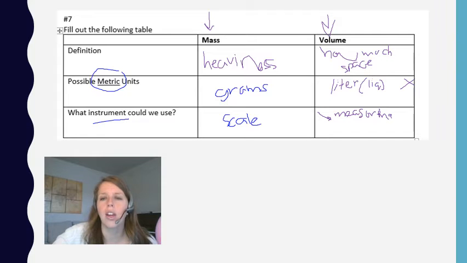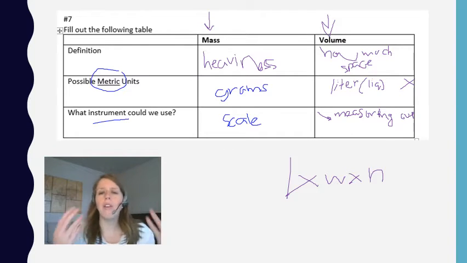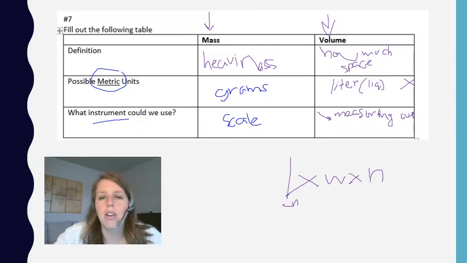M-E-A-S-U-R-E-I-N-G, measuring cup. But we could also use a meter stick, because there's a formula to calculate volume. It's length times width times height, right? So if I find length times width times height in centimeters, I'm doing a centimeter times a centimeter times a centimeter.